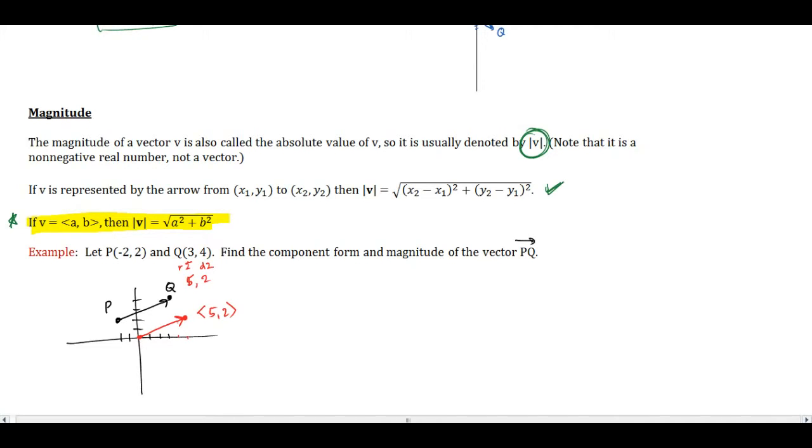Now look, they should have the same magnitude. They should have the same direction. And it looks like they do, right? It looks like they're both going the same direction. It looks like their magnitudes are the same.